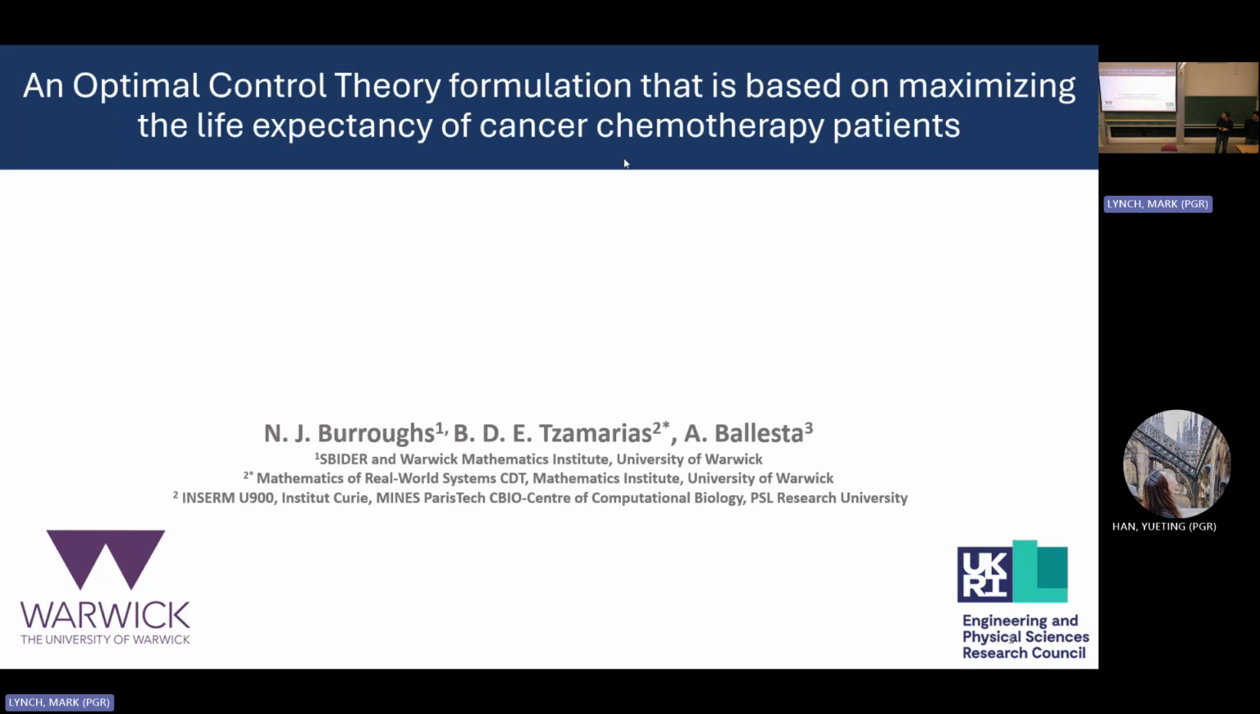First we'll be hearing from Byron, talking about an optimal control theory formulation that's based on maximizing the life expectancy of cancer chemotherapy patients. Over to you, Byron.